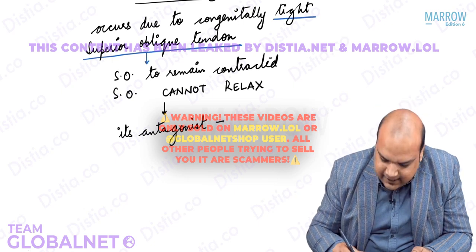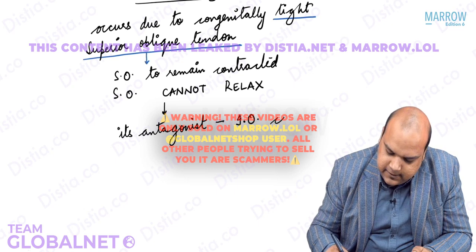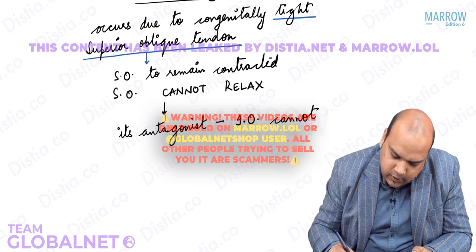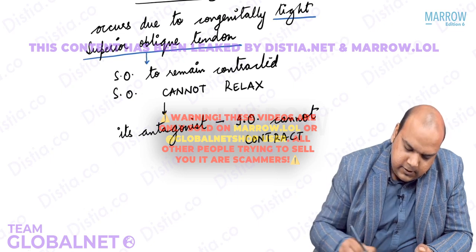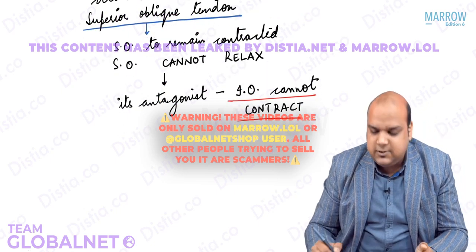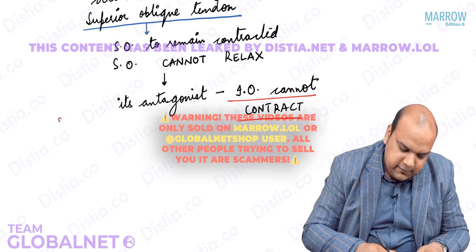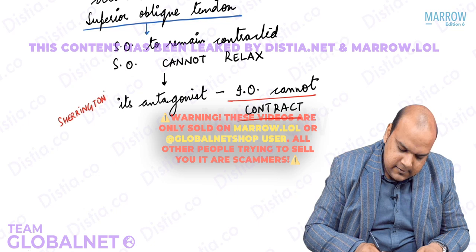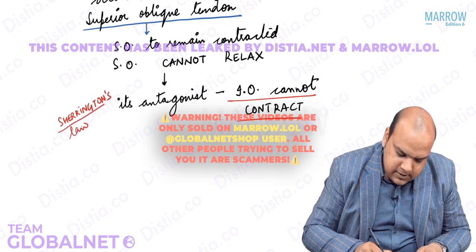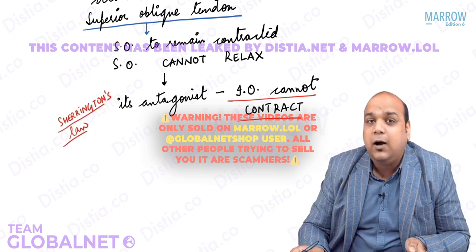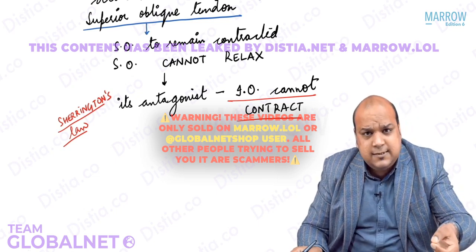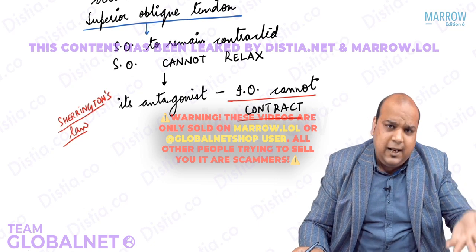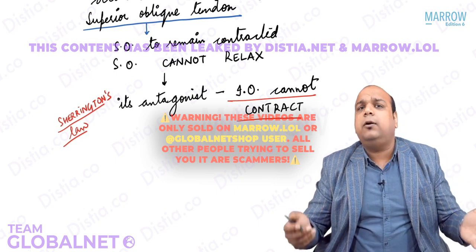Its antagonist, that is inferior oblique, cannot contract. Do you understand what I am saying here, everybody? Which law am I using, everybody? Sherrington's law. Yes? Sherrington's law of reciprocal innervation. For one muscle to contract, its antagonist has to relax. Because superior oblique cannot relax, so inferior oblique cannot contract.